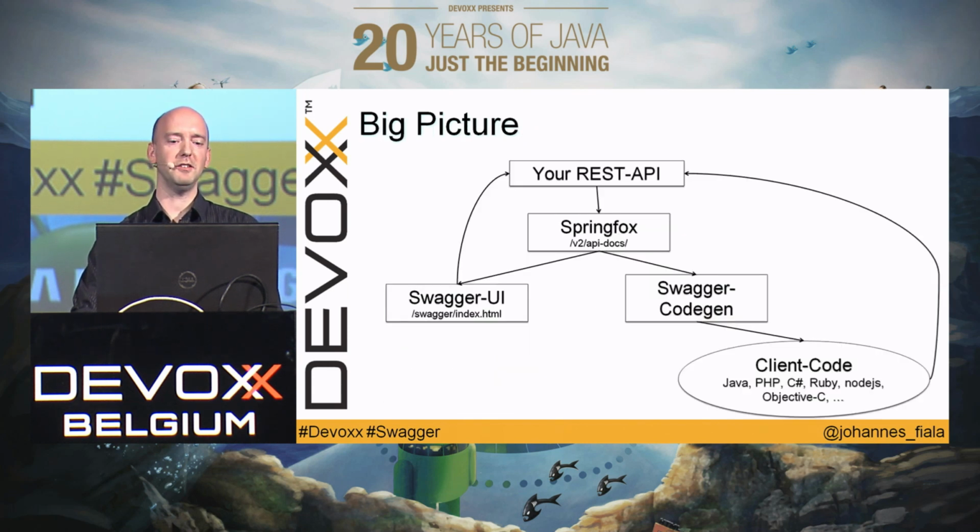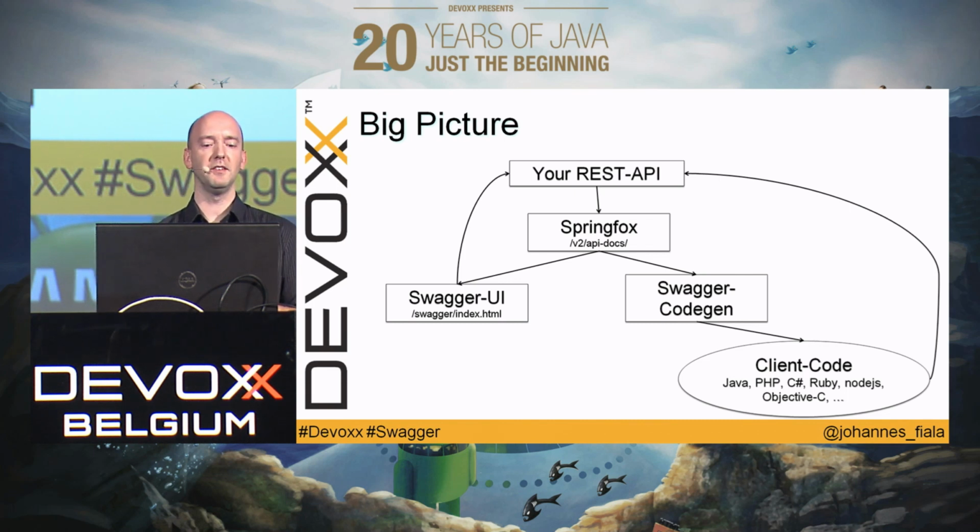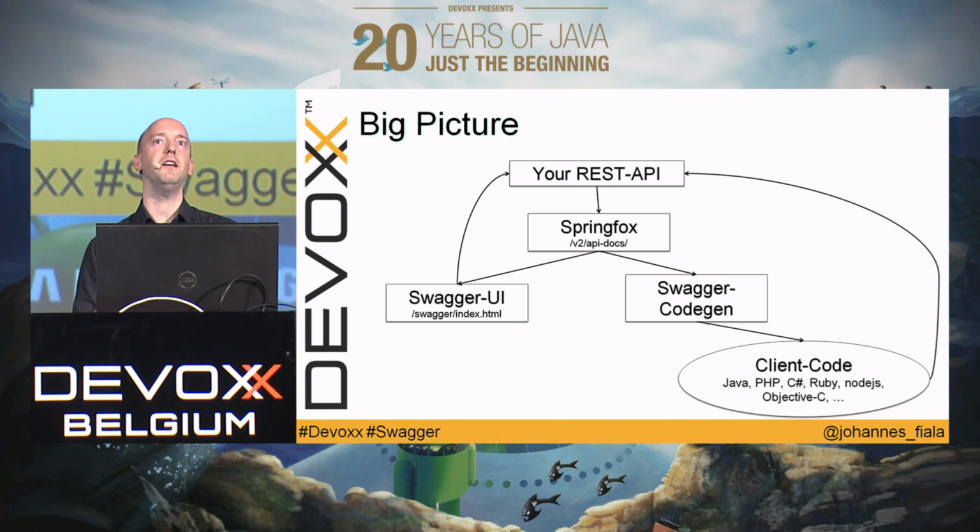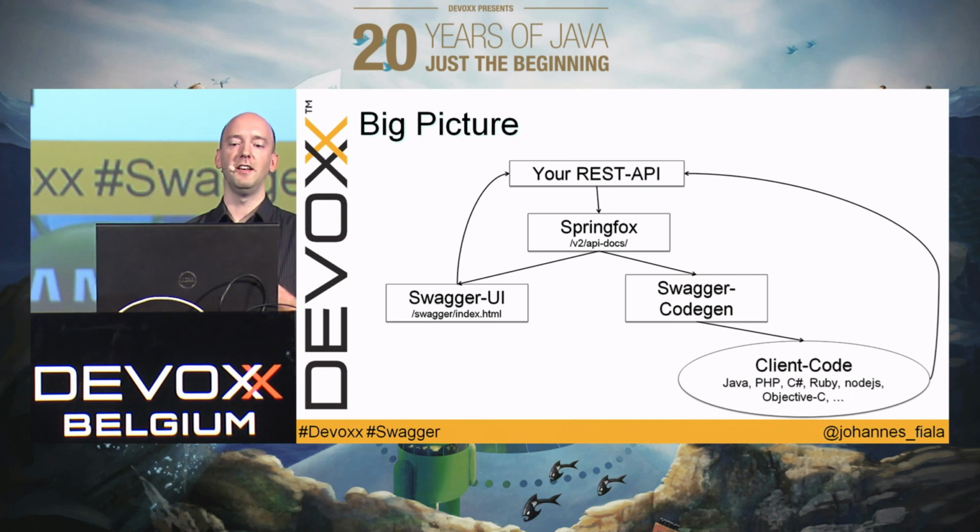So this is the big picture. On top, you have the REST API. This is your REST API. And you add the Springfox libraries to your web application, and then the API is automatically documented. So you have the rough documentation for the operations and the attributes and the model. And this is used by Swagger UI to generate a UI which you can use to test your REST API and to explore your REST API. And on the other side, Swagger-Codegen, which allows you to generate the client stubs.